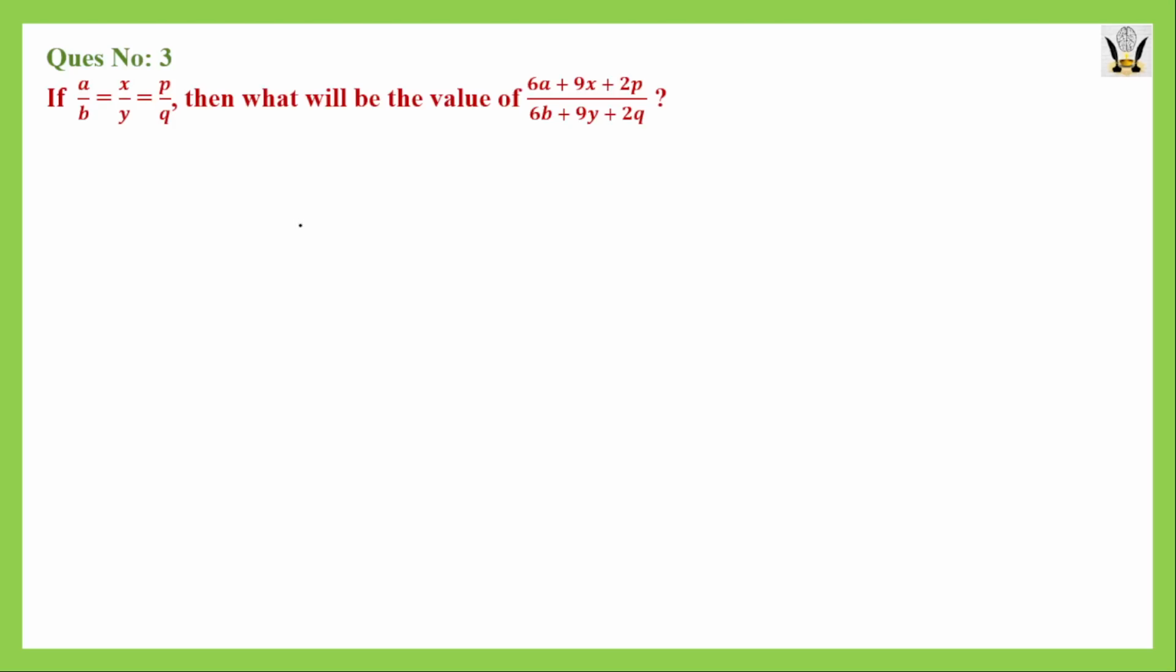Now let's move on to the next one. It says that if a by b is equal to x by y is equal to p by q, then what will be the value of this given expression, where we have an algebraic expression in terms of axp in the numerator, and in the denominator also an algebraic expression in terms of byq.